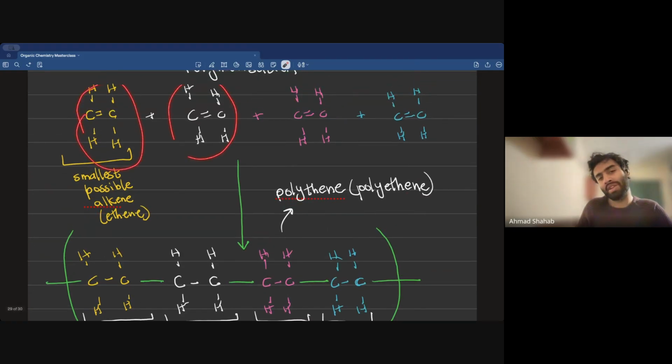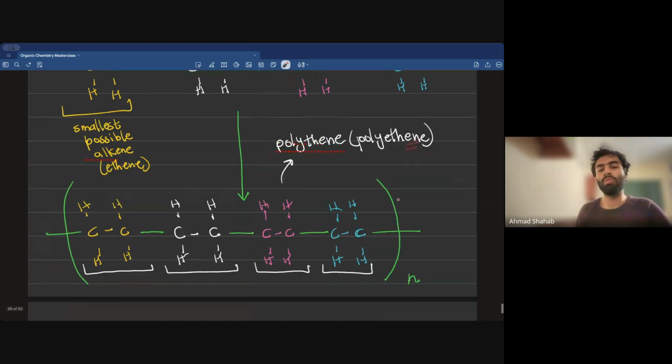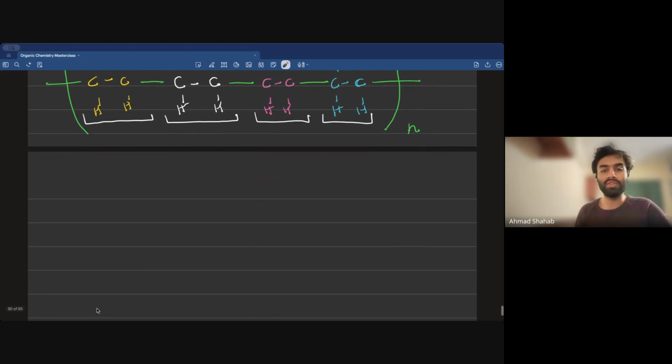In the case of polymerization, that is something different, and I want you to wrap your head around it: you still refer to it as ethene, and poly means that it came from very small alkenes. So you have to refer to it as ethene and not ethane, because it came from ethene in the first place, and this is the repeating unit.